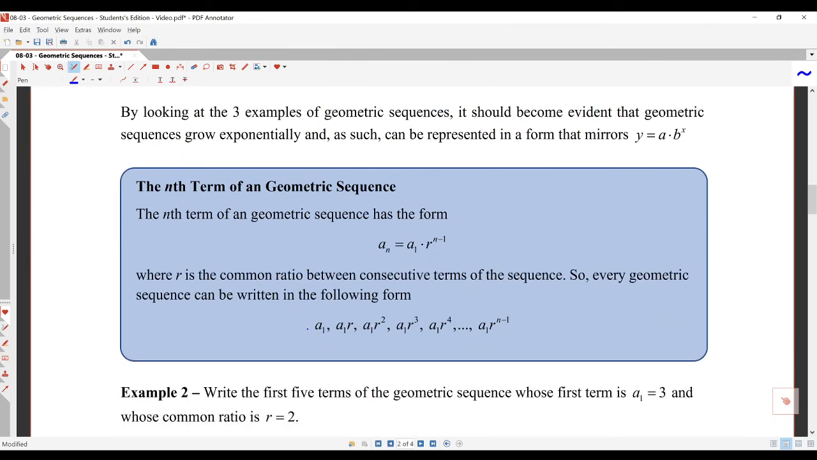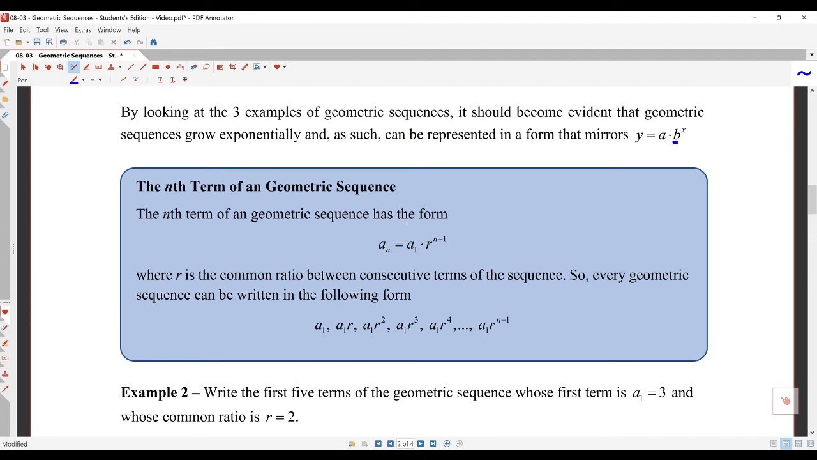All right, so what happens when we multiply by the same thing over and over again is we get an exponential function. Exponential functions are always written as a base to a variable exponent. It's a fixed or constant base with a variable exponent times an a value or an initial value. So the nth term of this geometric sequence has the form an equals a1 times r to the n minus 1, where r is the common ratio.